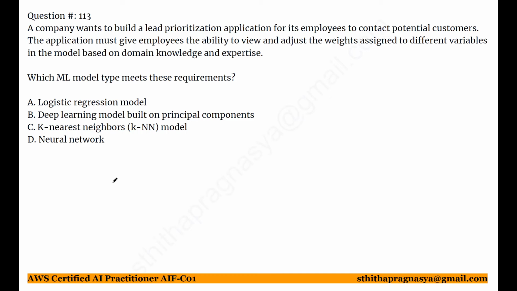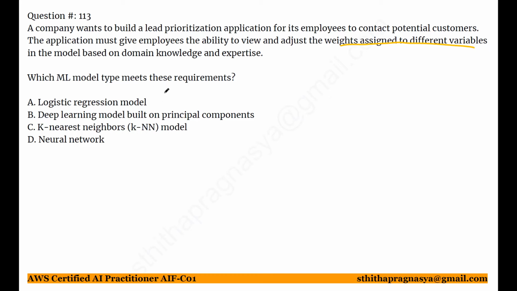The question asks which ML model type allows employees to view and adjust weights assigned to variables in the model, enabling domain knowledge and expertise to influence predictions for a lead prioritization application. Okay. The logistic regression model is a linear model that predicts probabilities for classification tasks.